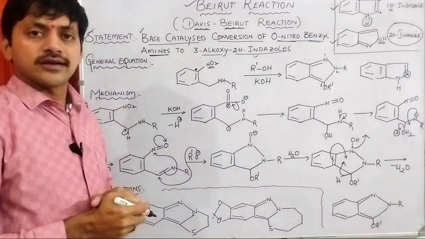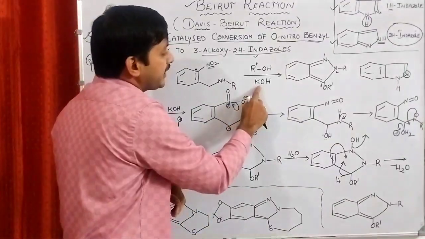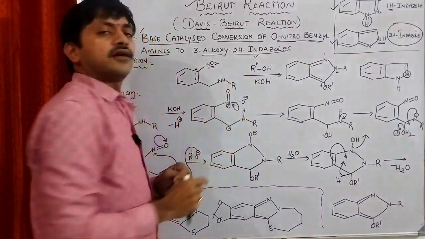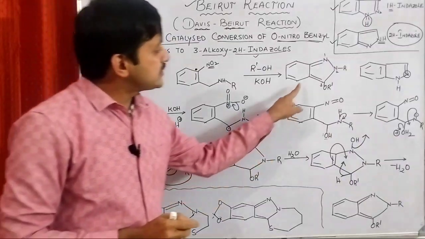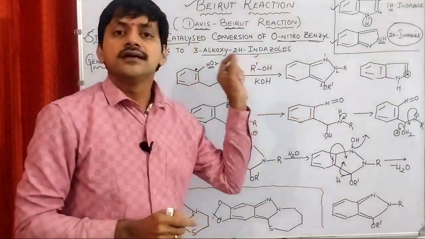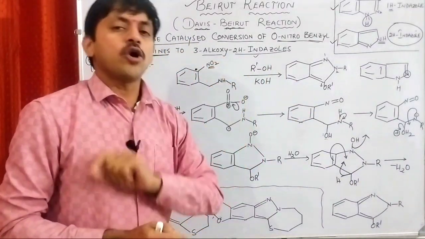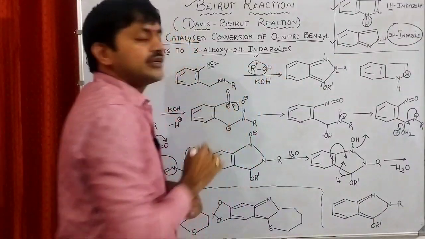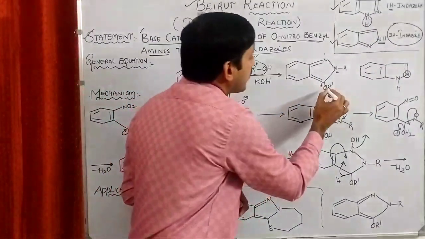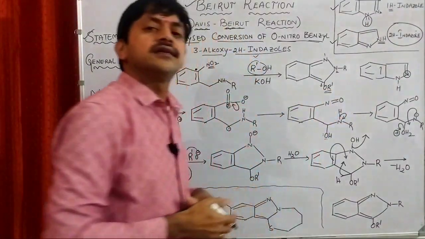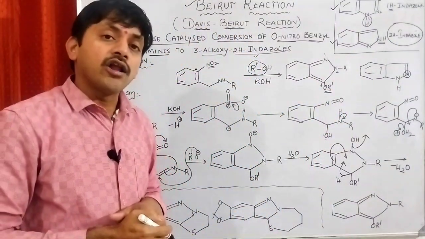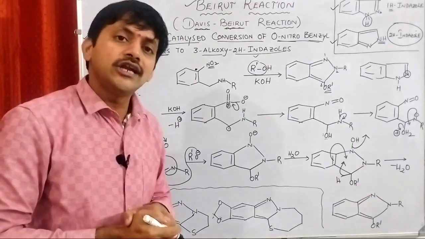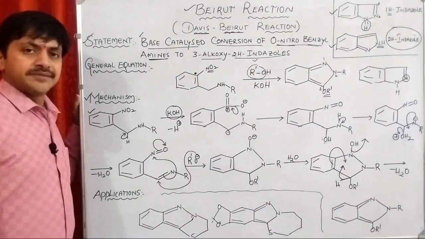This is which kind of catalyzed reaction? Base catalyzed reaction. So we have taken the base and also one alcohol. It is going to be converted into 3-alkoxy substituted. Why? Because here we are having alkoxy group. That's why this OR group is going to attach at the third position. 3-alkoxy substituted indazole derivatives. Let's see the mechanism.